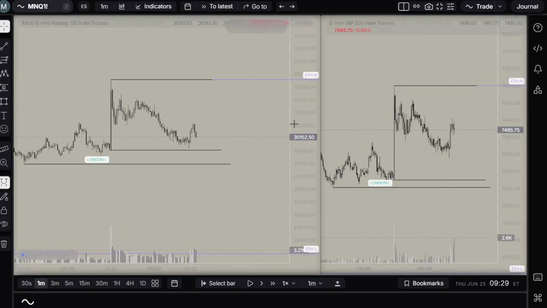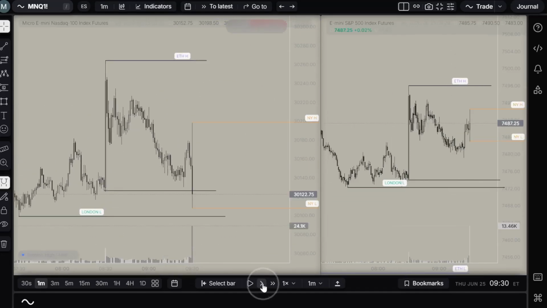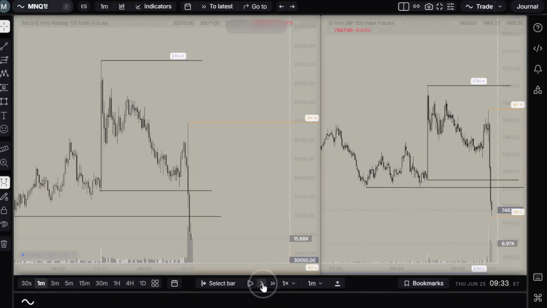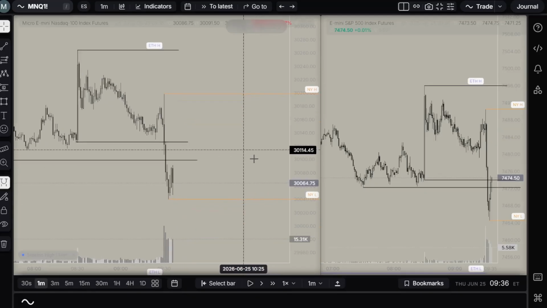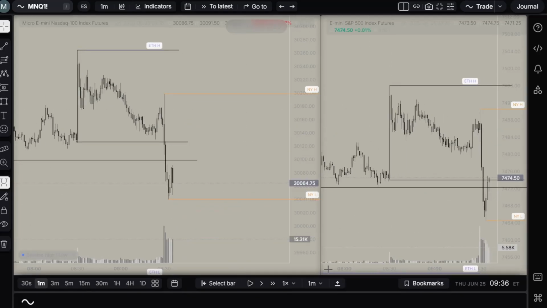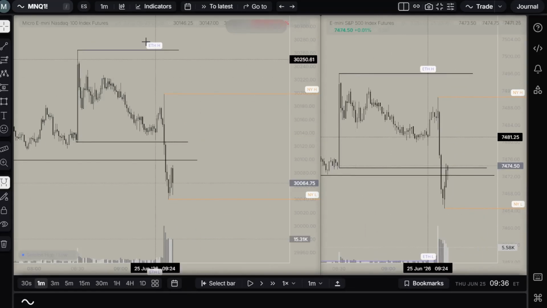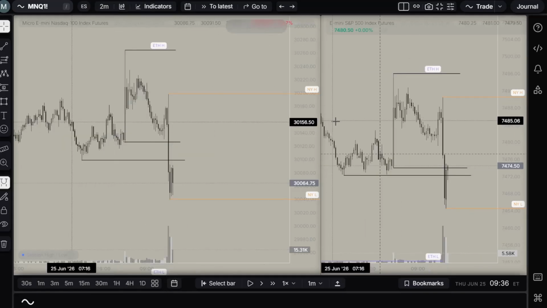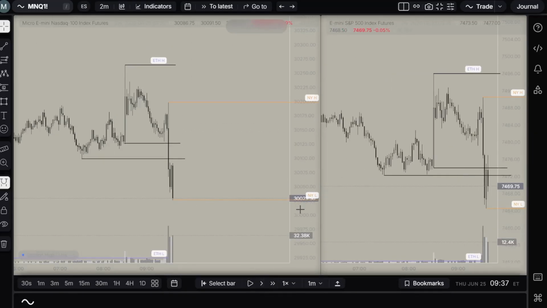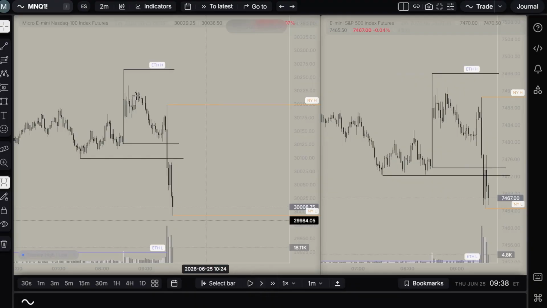So let's get straight to it. Pretty nice reaction from ES here. What's the highest time frame? I also look for the highest time frame gap. So we have a 2-minute gap. ES seems to be about to inverse it. Never mind. ES held that 2-minute gap.